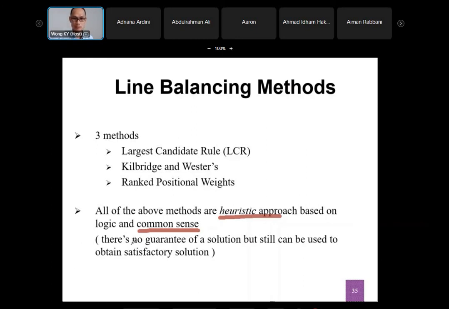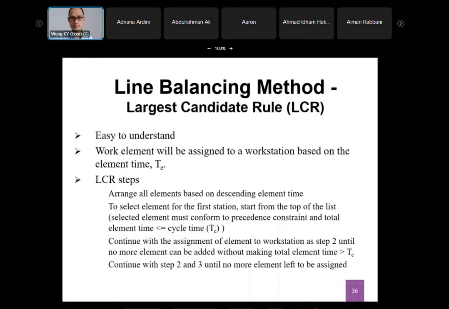Okay, and normally there's no guarantee of an optimum solution. We use these three approaches, there is no guarantee that you will get the optimum solution. Most of the time, you will get what we call a satisfactory solution. You can get a good solution, a satisfactory solution, but no guarantee that it is the optimum.